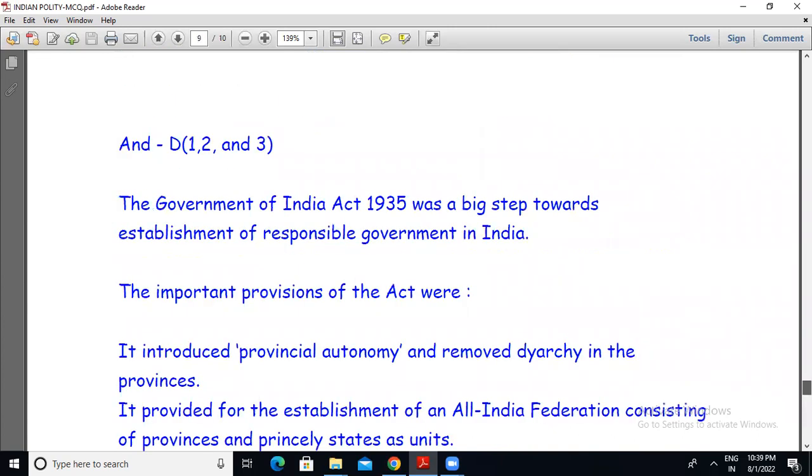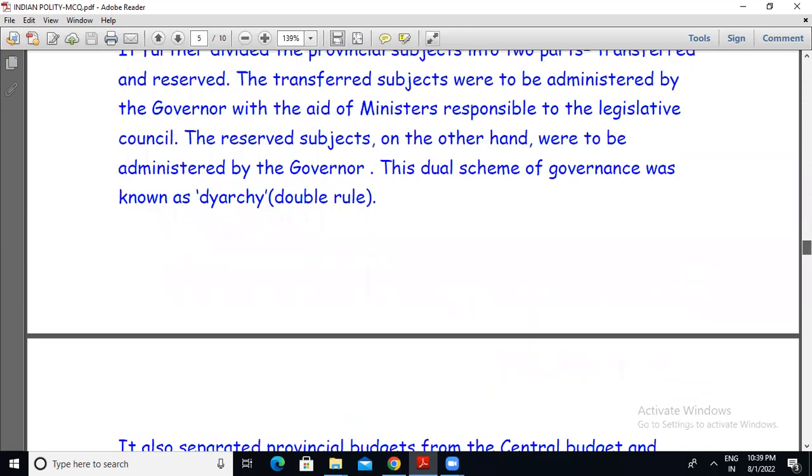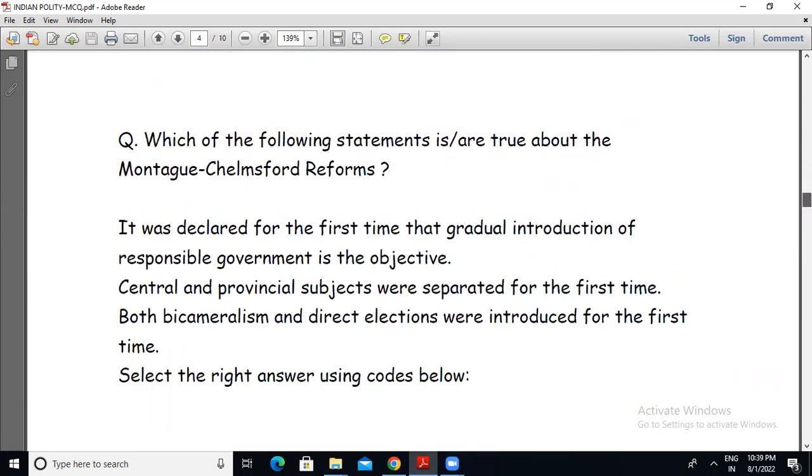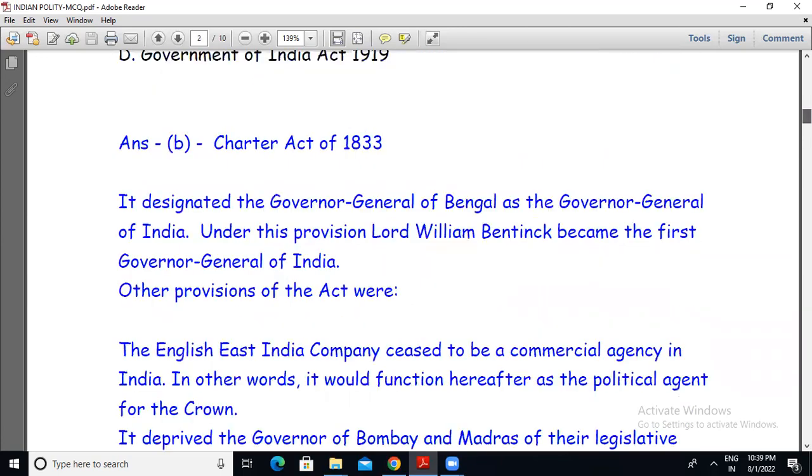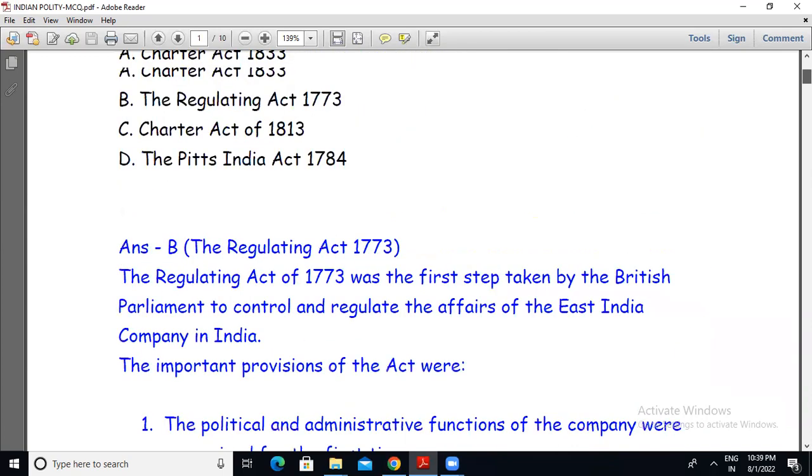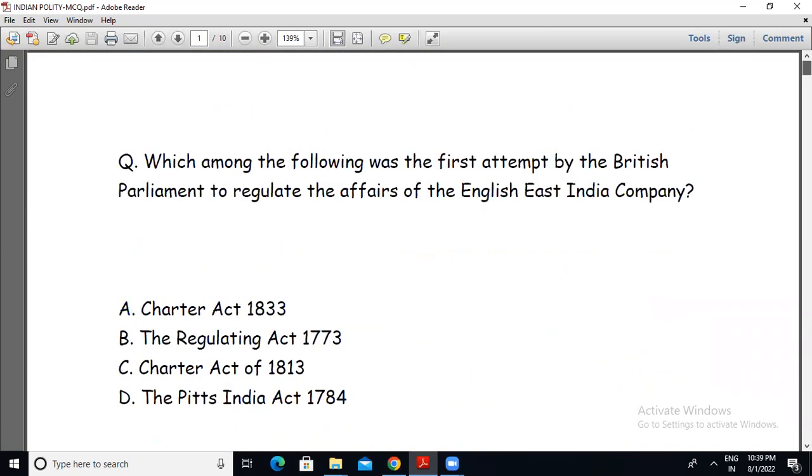So, guys, these were the important questions on all the important acts of your chapter one. If you are preparing from Laxmikanth's textbook, this chapter is known as Constitutional Development of India. I hope that with these questions, you will be able to answer any question asked on this chapter.